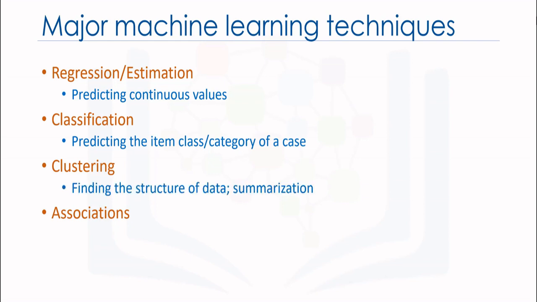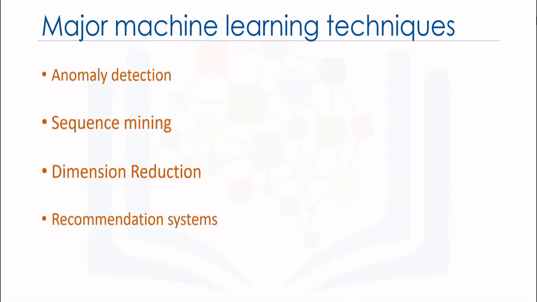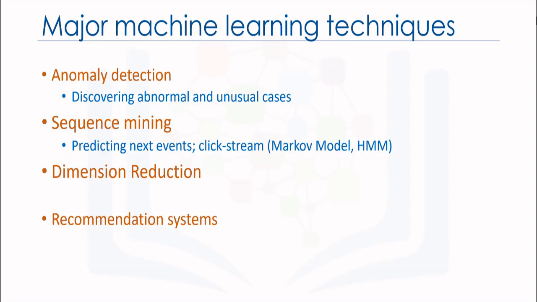Clustering groups of similar cases, for example, can find similar patients, or it can be used for customer segmentation in the banking field. Association technique is used for finding items or events that often co-occur, for example, grocery items that are usually bought together by a particular customer. Anomaly detection is used to discover abnormal and unusual cases. For example, it is used for credit card fraud detection.